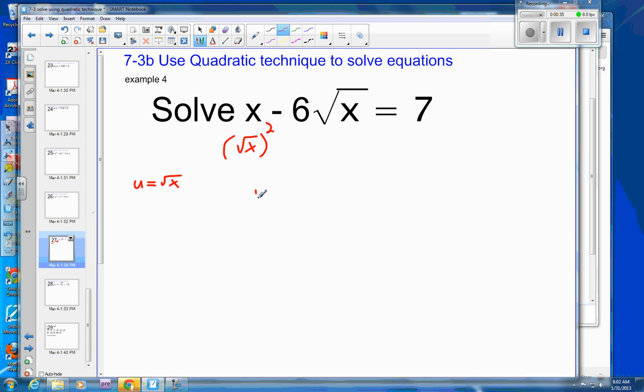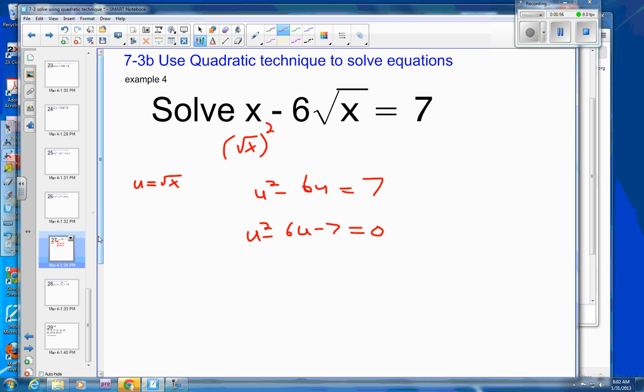That makes this equal to u squared minus 6u equals 7. So then u squared minus 6u minus 7 is going to be equal to 0.